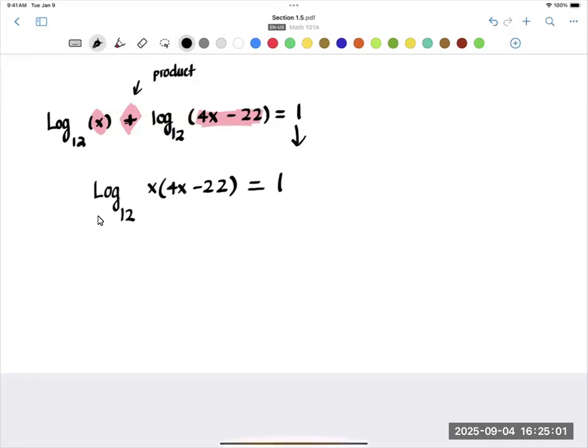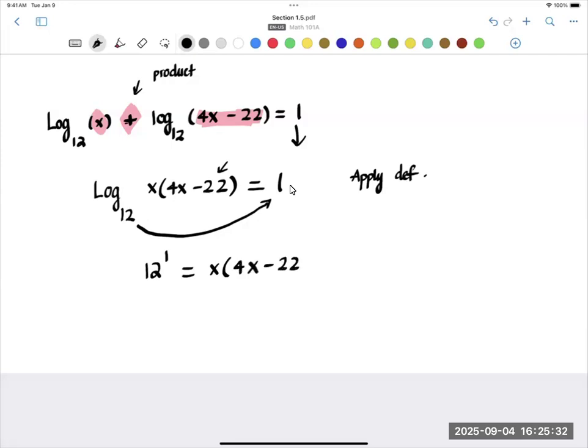Now you have the logarithm equal to a number. Then you're going to have to use the logarithm rule, the definition. Apply the definition. Then we're going to take 12 raised to the power 1, because the logarithm is the exponent. So 12 raised to the power 1 is equal to what? Is equal to this, x times 4x minus 22.